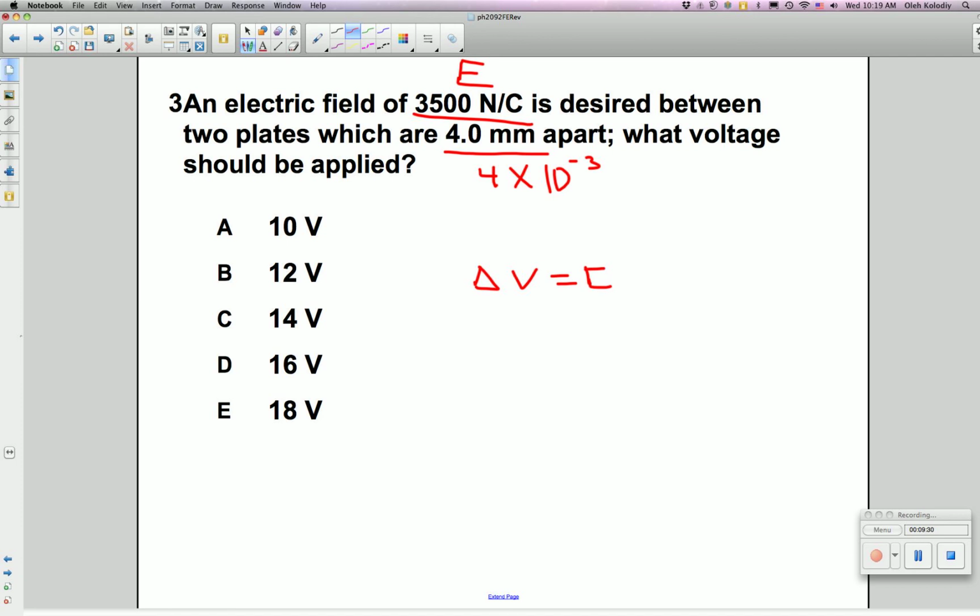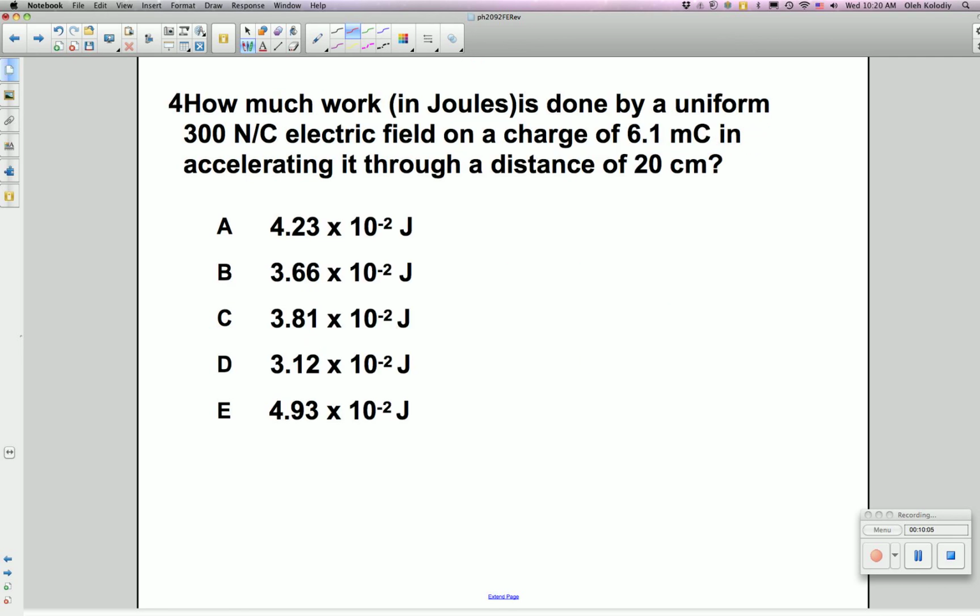The voltage is equal to the electric field multiplied by the plate separation. The electric field is 3.5 times 10 to the third, 3,500. And you've got to multiply that by delta X, which is 4 times 10 to the minus 3. And so when you do that, you get C is the right answer.